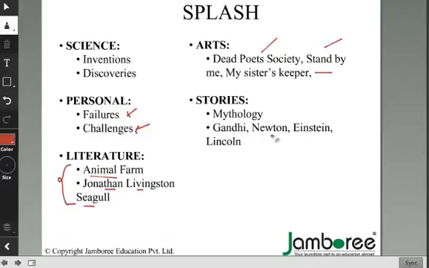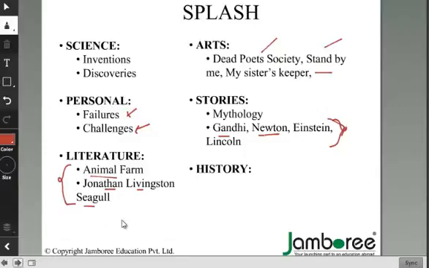Stories around Gandhi, Newton, like Gandhi, the whole non-violence thing, you can talk about that. Newton, Einstein, Lincoln. So these are some very famous personalities. There are a lot of stories about their lives that are very famous, right? So you can draw these as examples when you have to prove your point or when you have to make a stand, right?